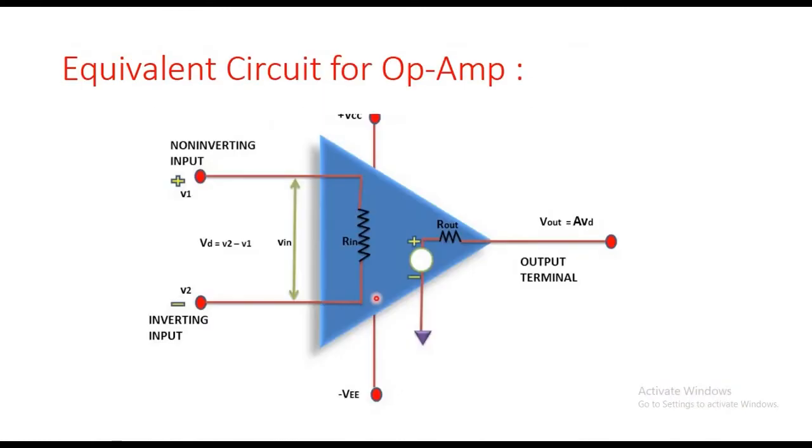The equivalent circuit of the op-amp is given as this, where there is an R in between the non-inverting input and the inverting input, and there is an R out which is connected to the output terminal and the voltage source.